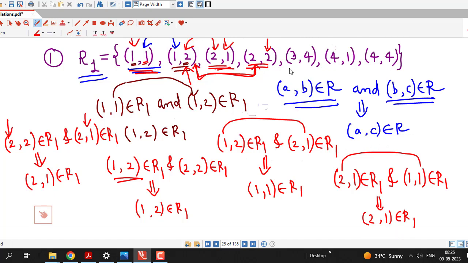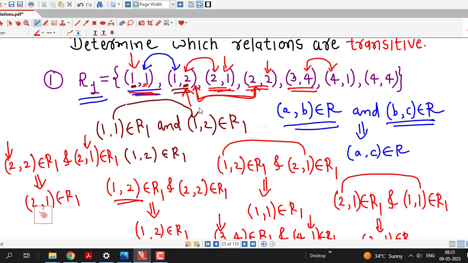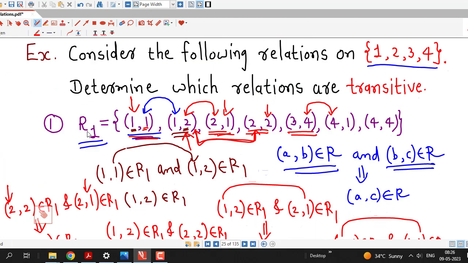So now we come here for (3, 4). So (3, 4) is present in R1, and this is the pair whose second component is 4, so we consider this one. (3, 4) and (4, 1) belong to R1. So if the relation is transitive, we must have (3, 1) belongs to R1. So now we check whether (3, 1) is in R1 or not. We can see (3, 1) is not in R1.